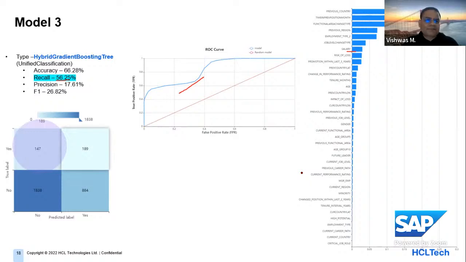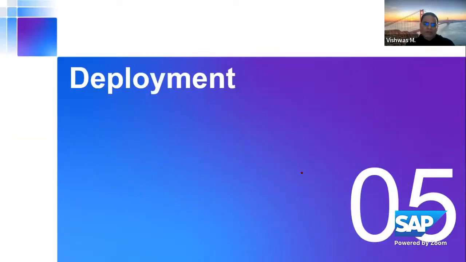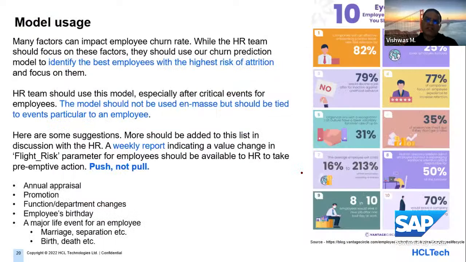For the deployment part, we believe that once we choose the right model, we have to look at several factors that can lead to employee attrition. I have listed 10 factors here, which came from Vantage Circle. I'm pretty sure that HR is looking at these factors and making sure they are taken care of. But the intent is to ensure that the best employees stay with us.